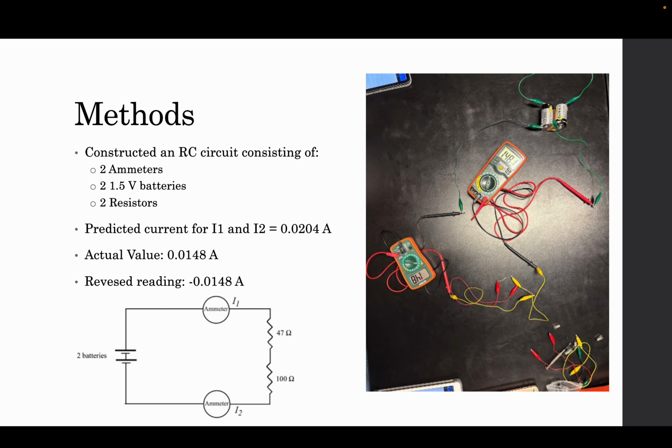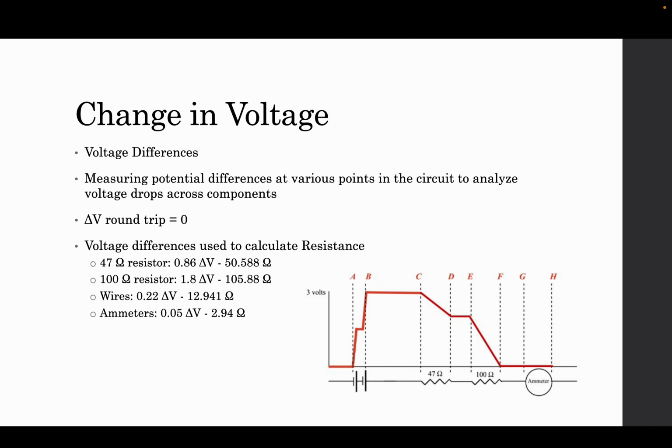The predicted current and calculated current for both ammeters, or the values of I1 and I2, are 0.0204 amperes, whereas the actual value, as seen on the multimeters, was 0.0148 amperes, and the reverse reading was the negative of that.